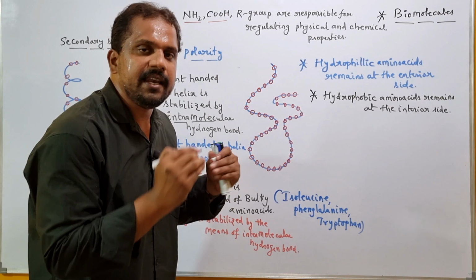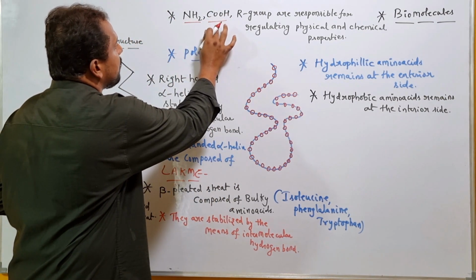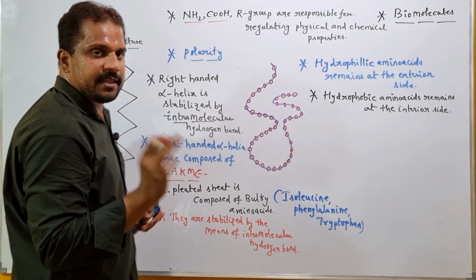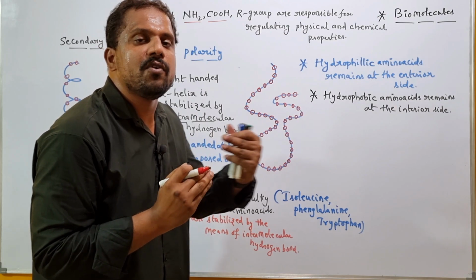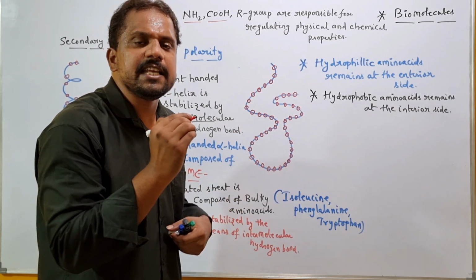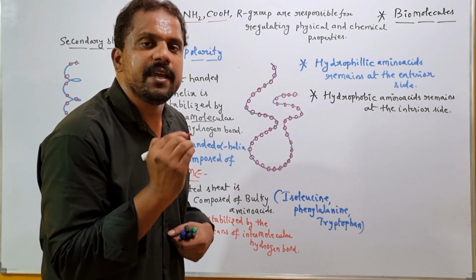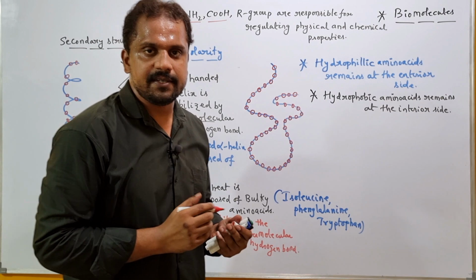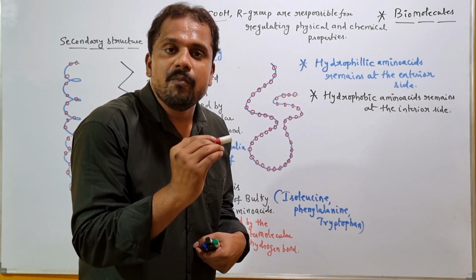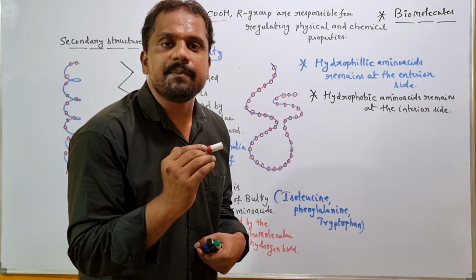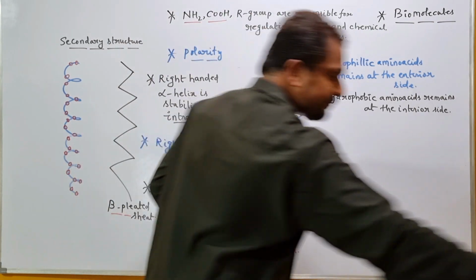Is it clear? In all the 20 standard amino acids, the amino group and carboxylic group are present. But in certain amino acids, there is more than one carboxylic group. The specific amino acids which have more than one carboxylic group are termed as what? Acidic amino acids. In the same way, if a specific amino acid has more than one amino group, it is termed as what? Basic amino acids. So let me show it on the board.